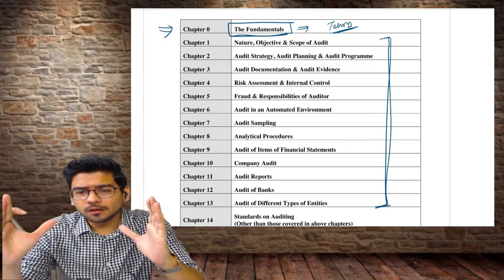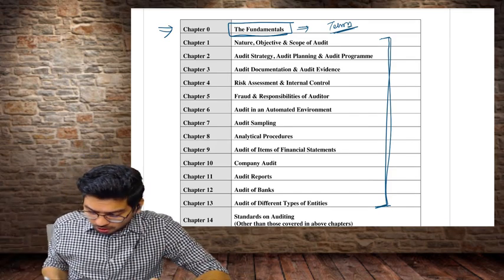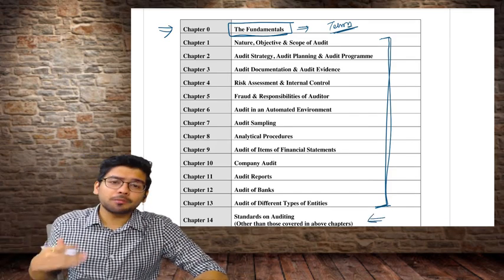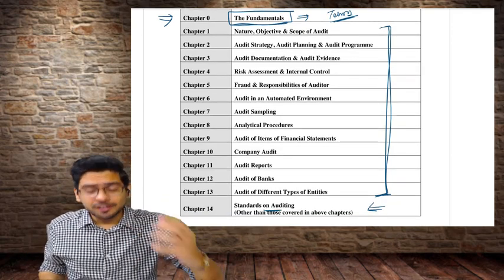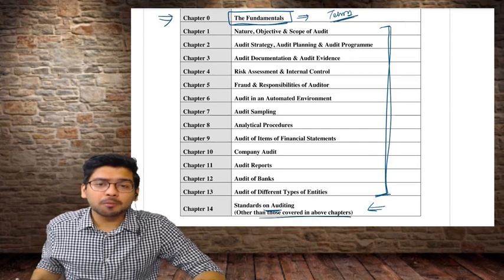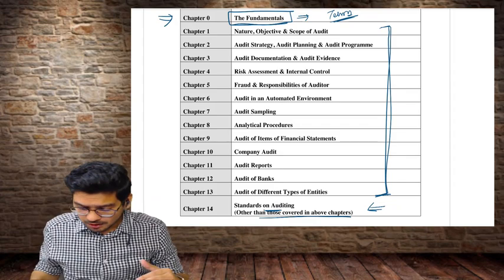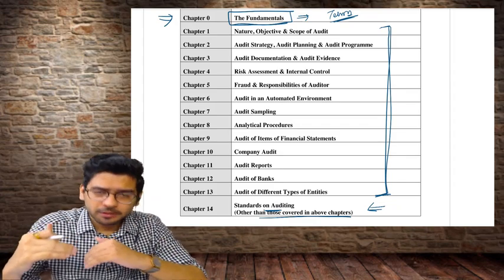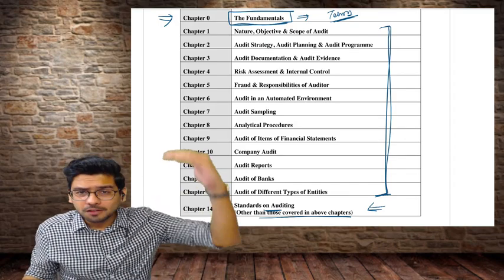And the standards that are left, we are going to cover at the end, in chapter number 14. If you can see, I have named the chapter as standards on auditing other than those covered in the above chapters. So we'll try to cover the maximum standards along with the chapters, but towards the end of the syllabus we are going to cover a few more standards which we will not be covering with individual chapters.